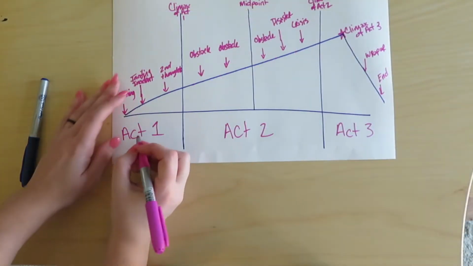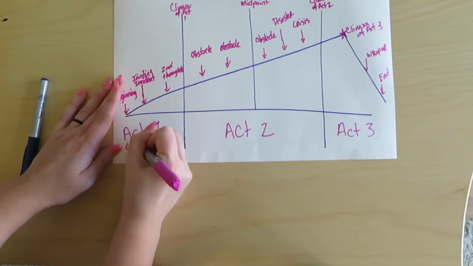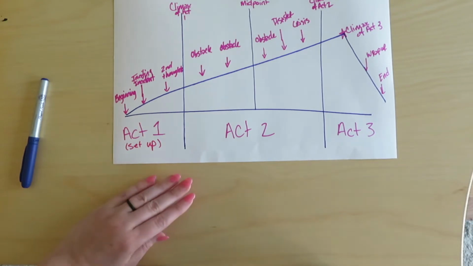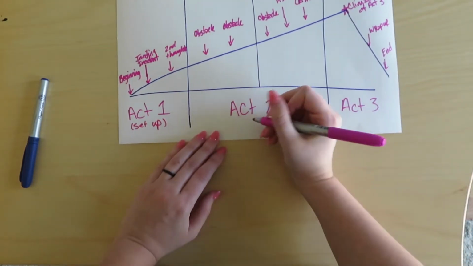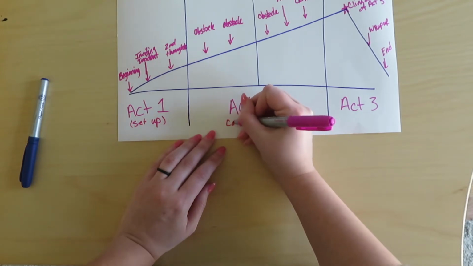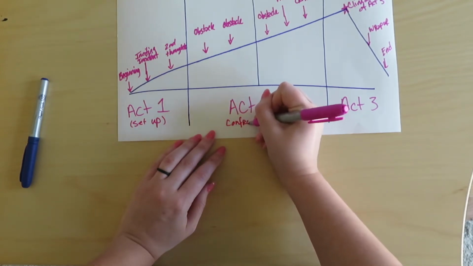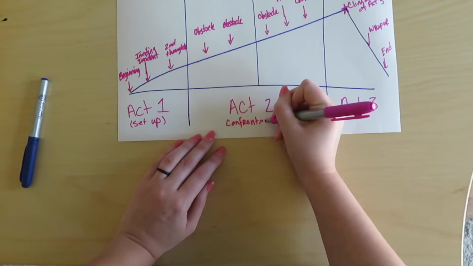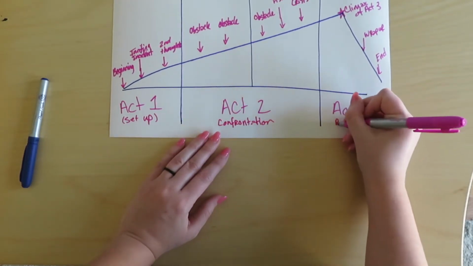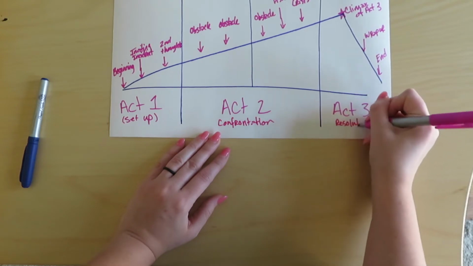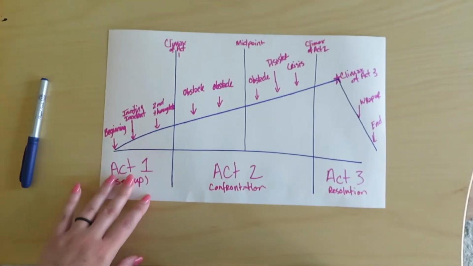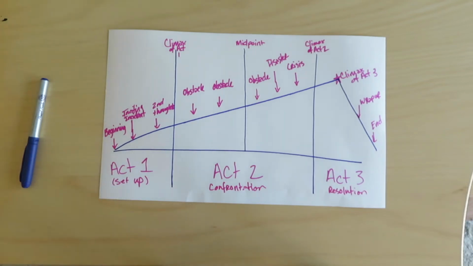So just to summarize, we've got Act 1, which is the setup of the story. Then we have Act 2, which is the confrontation, the big to-do, the body of the story. And then you have Act 3, which is the resolution. And this simple structure is what gets me through all of my planning.